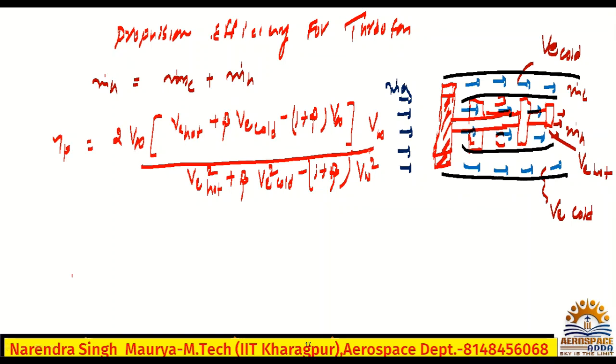Now this is the propulsive efficiency, and hope you understood what is V hot and what is V exit cold. Yes, beta I just wanted to tell. Beta is nothing but the bypass ratio. What is that?